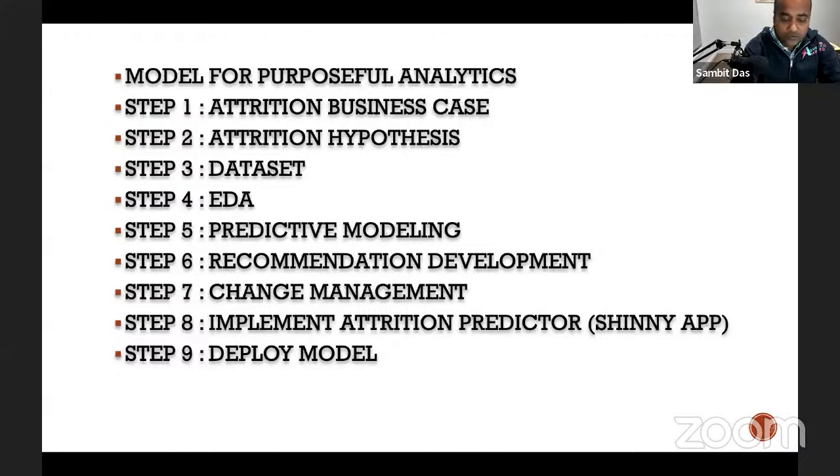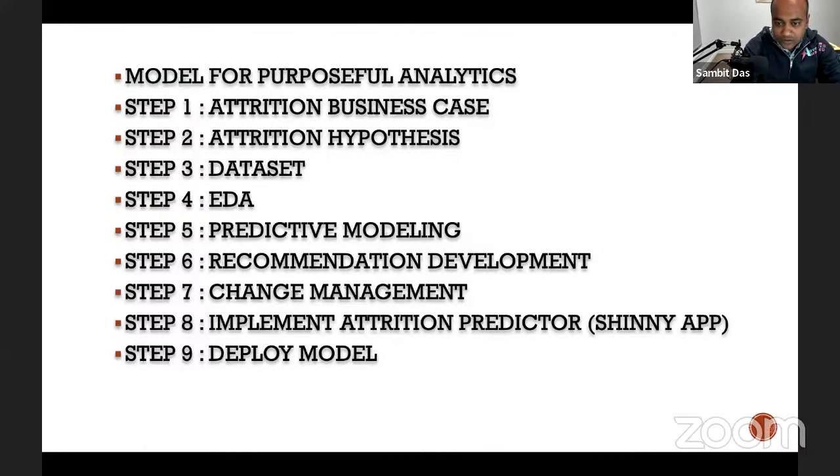We will then move into predictive modeling approaches. Again, I'll give you a high-level overview of what kind of modeling work was involved in this development.